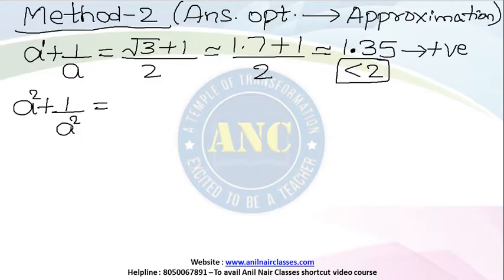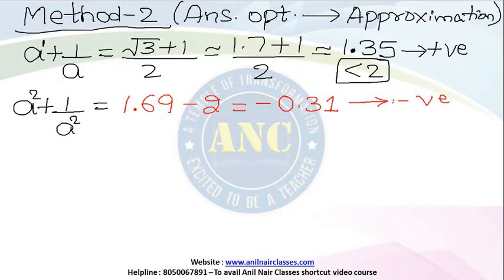Now, approximately this 1.35, I will approximate it to 1.3. I will square. 1.3 square is 1.69. Subtract from 2. 1.69 minus 2 is 0.31. That means, can I say that a square plus 1 by a square is a negative value.